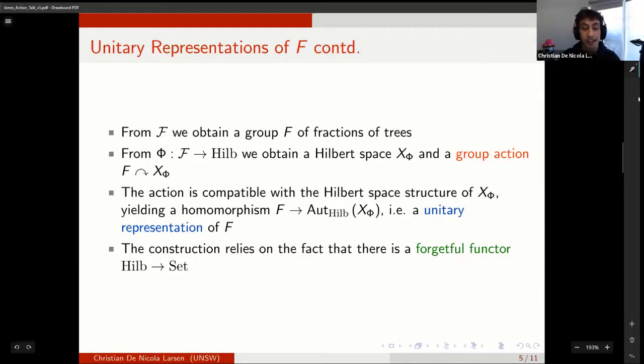But it should be noted that this construction relies on the fact that there's a forgetful functor from the category of Hilbert spaces to the category of sets. So Hilbert spaces are sets with extra structure. And the way that this construction goes is you literally take an element of your group and a vector in your Hilbert space, and you define what it means for the group element to act on this vector. And this is going to give you an element of your Hilbert space.